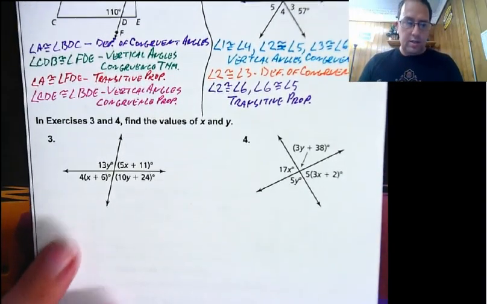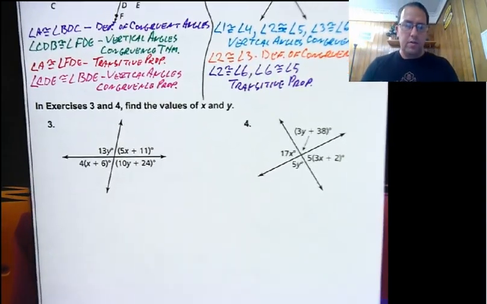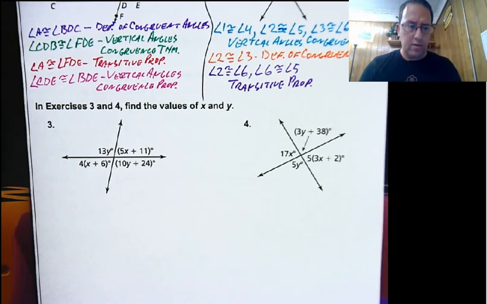All right, last little thing we're going to do here. On these, we need to find the value of x and y. So what do we have here? We have x, we have y. We don't have a whole lot of information to go with these, do we?